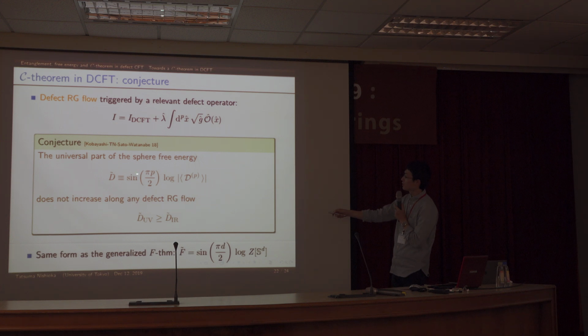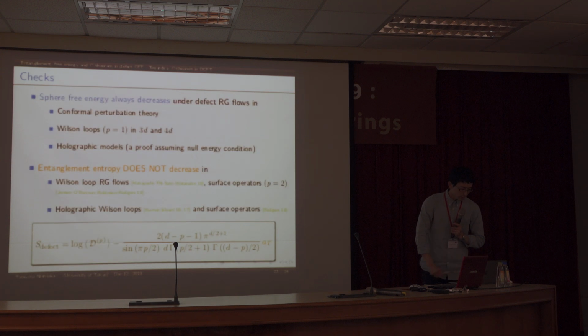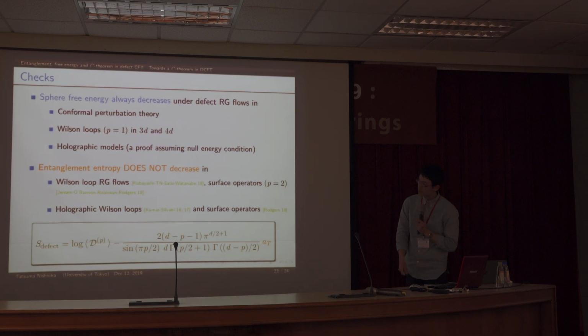Now you can compare it with the generalized epsilon. In the case of the generalized epsilon, we have a sine function times log of the sphere partition function. But now we replace the sphere partition function with the VEV of the defect on the sphere, and we replace d with p. And we argue that this d tilde is a good C function. We made a lot of checks for our proposal, and actually all the examples are consistent with our proposal.